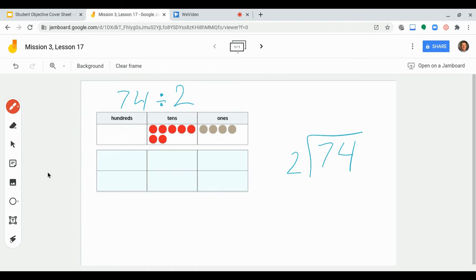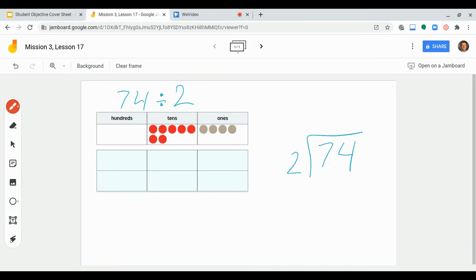So let's change colors here so we can match. I'm going to start with the tens, because remember, when I'm doing division, I always start with the largest place value, which is different than multiplication or addition or subtraction, where we always start with the ones place and move up. In division, you always start with your largest place value. In this case, that largest place value is the tens.